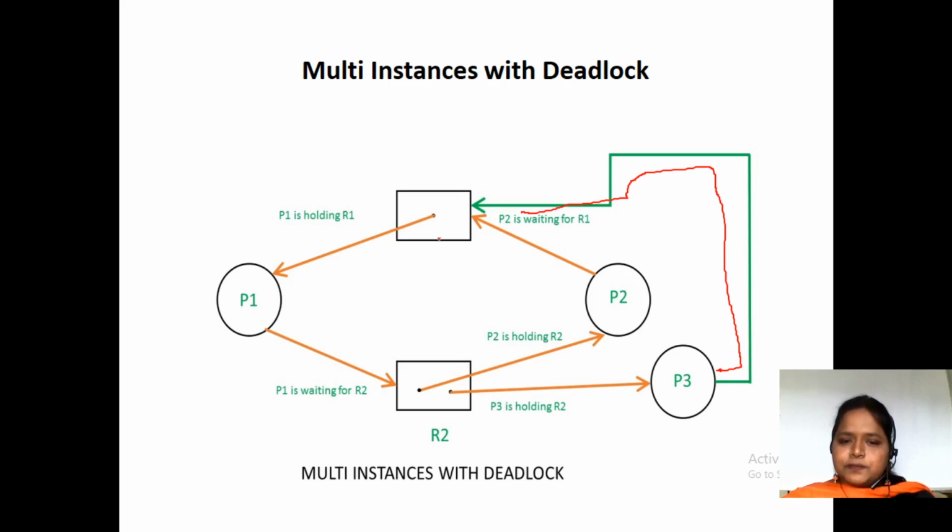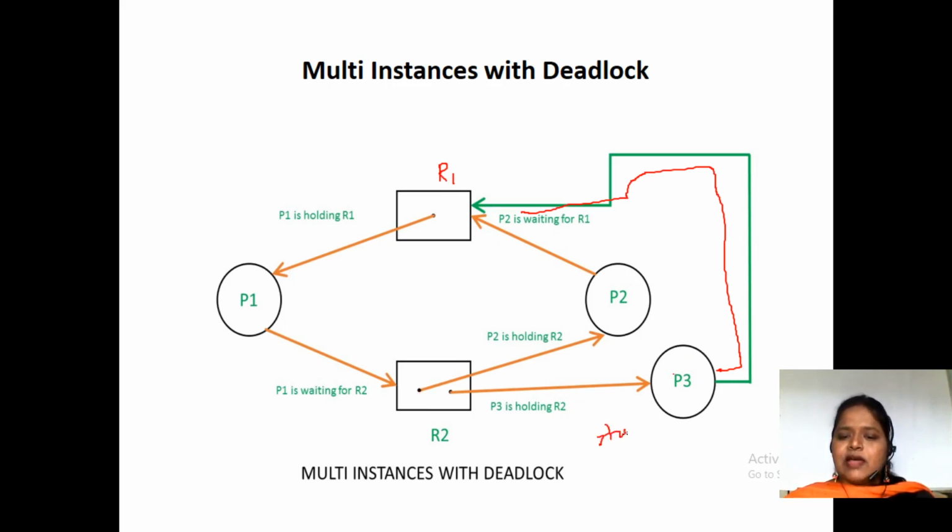So this is the resource R1, this is the resource R2. There are three processes. Fine. So one resource is there, one resource we have given to P1. Two resources are there, two resources are given to P2 and P3.